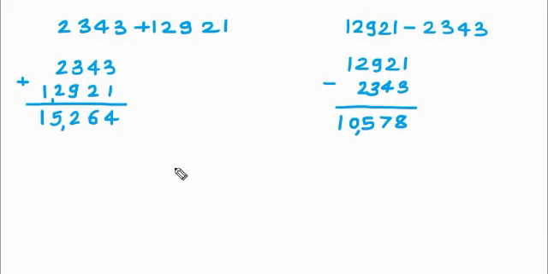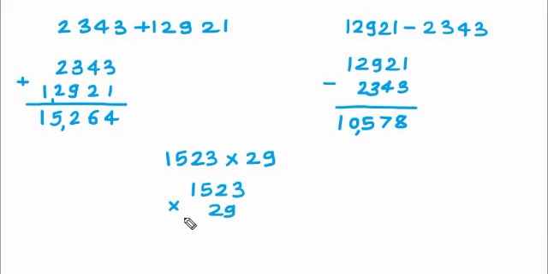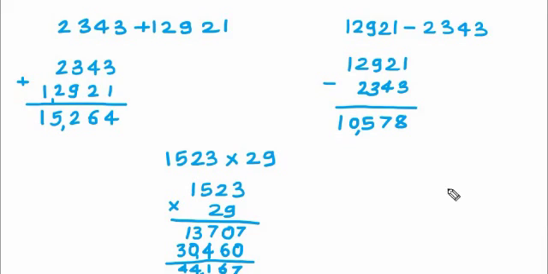Now what do we do for multiplication? If I have 1523 multiplied by 29, I write it in vertical fashion. Now I multiply by 9. And then when we want to multiply by the tens digit, we have to first give one 0 at the end. And then we add them. So the answer is 44,167. How do we do division?